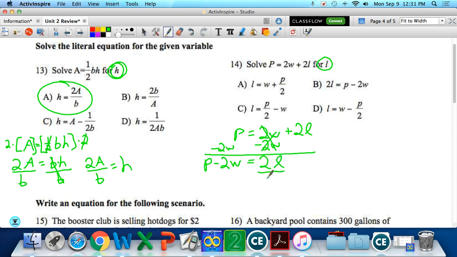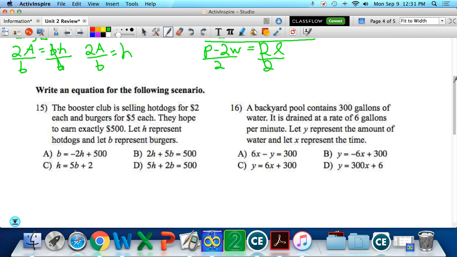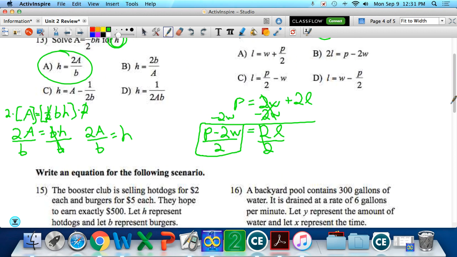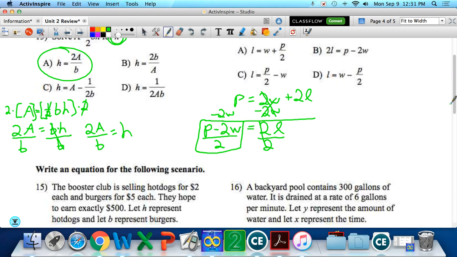And then I want L all by itself. So just like the last problem, my final step here is dividing by whatever number or letter in last problem's case is out front. The 2's are going to cancel. And I look at this and I say, okay, look, there's my answer. Boom, P minus 2W over 2. I look up here and say, well, that doesn't exist. That doesn't exist anywhere. So I start looking at things, start noticing things.